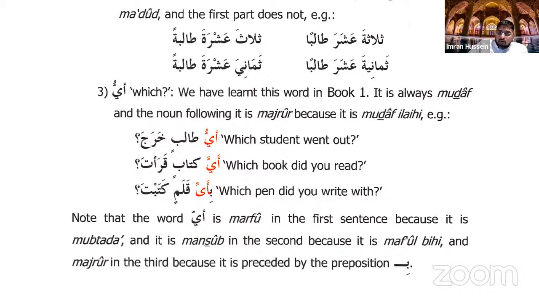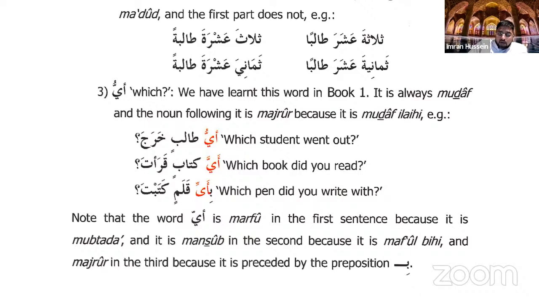So who are we talking about? The student itself. Which student? So it could have been kharaja ayyu talibin. So when you say kharaja ayyu talibin and ayyu talibin kharaja, it's referring back to which student. The only thing is that here, ayyu talibin is coming in the beginning of the sentence because it's mudaf ilayh, and it's coming as mubtada.